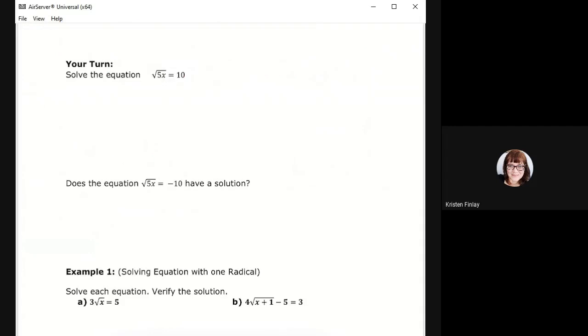Okay, so your turn. So you're going to try this one. If you can, you're going to do the trick where you press pause, you try it, and then you turn the video back on and see if you got it right. So press pause.